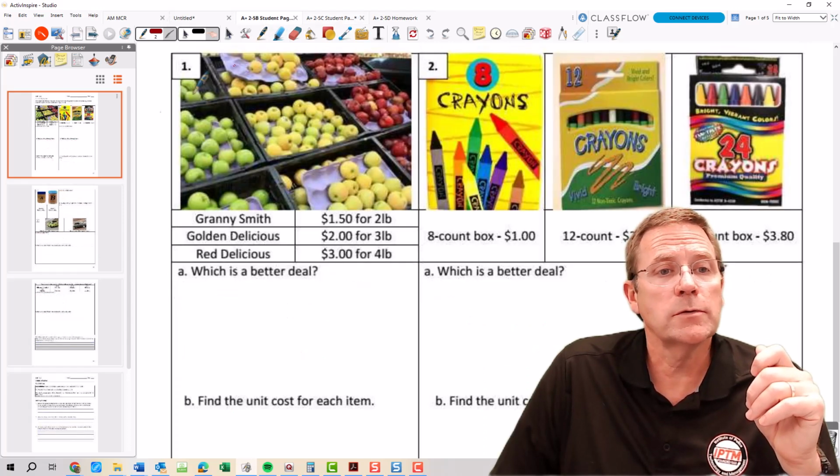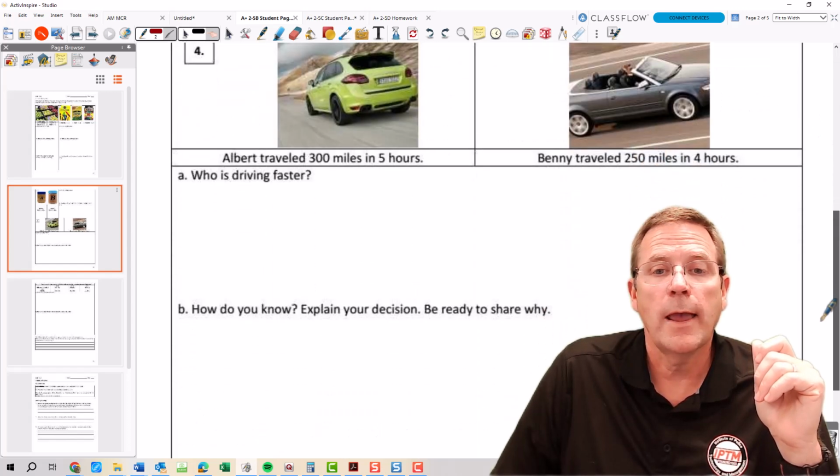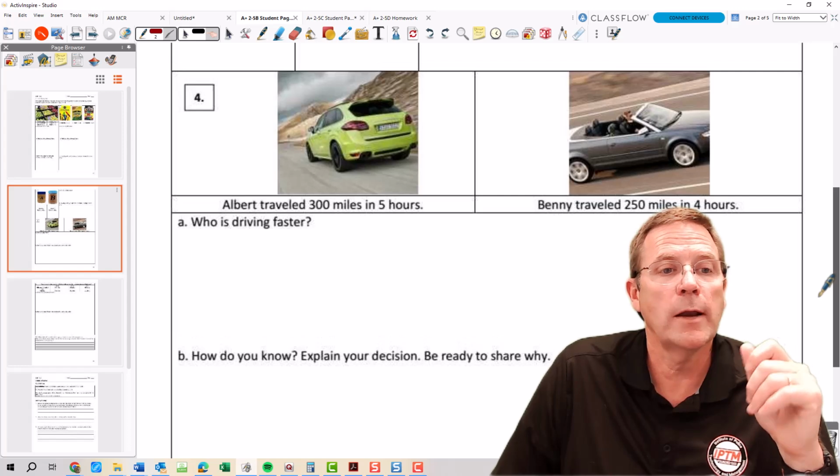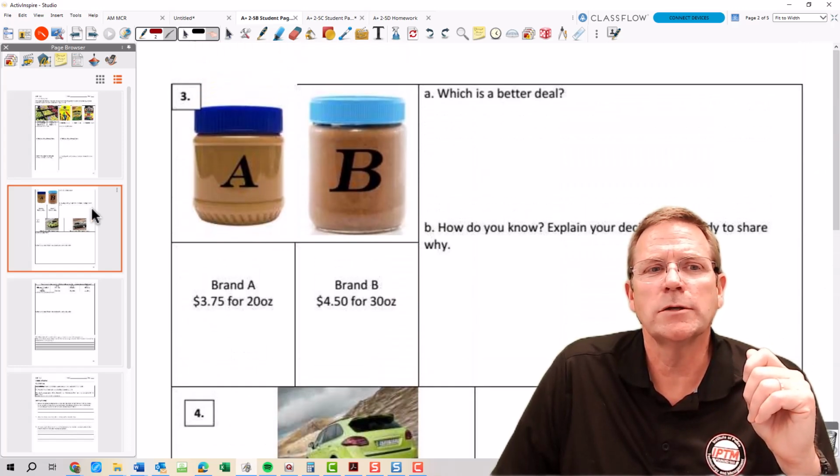Now you guys are going to jump over and do questions 3, 4, and 5. So 3 and 4 right there. 5's on the next page. Go ahead and pause your video and work on each of them.